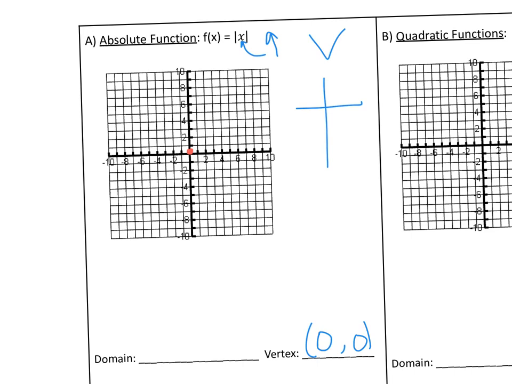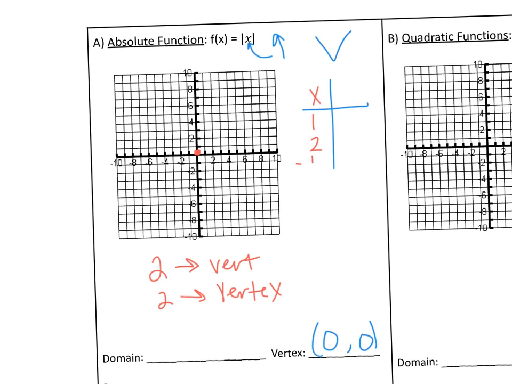So we know that the vertex is 0, 0. Now you're going to pick 2 points on the right of the vertex. That would be x equals 1 and 2. And then we're going to put 2 x's that are to the left of the vertex. That would be -1 and then -2. Well, the function, we're going to plug it in. The function is absolute value of x. The absolute value of 1 is 1. Absolute value of 2 is 2. Absolute value of -1 is +1, and the absolute value of -2 is +2.